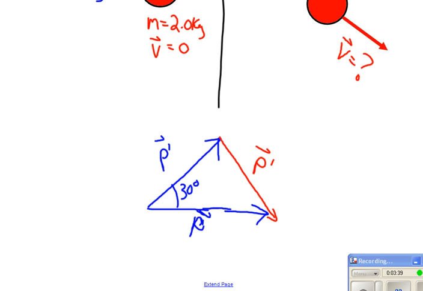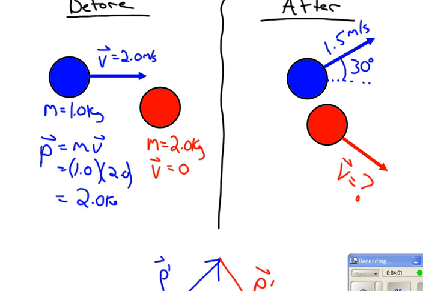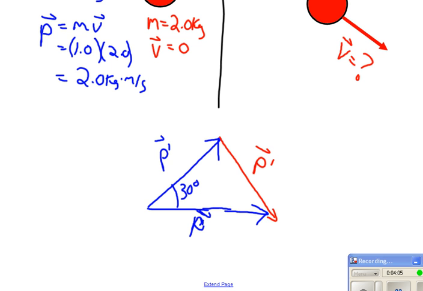Now we need to label some numbers on here in terms of the momentums before and after the collision. So let's go back and take a look at what the momentums were. You can see from the before situation that the momentum of the blue object, its mass times velocity, is going to be 1 kilogram times 2 meters per second, or 2.0 kilograms times meters per second. Let's put that on our diagram as our before momentum, 2.0 kilograms times meters per second.